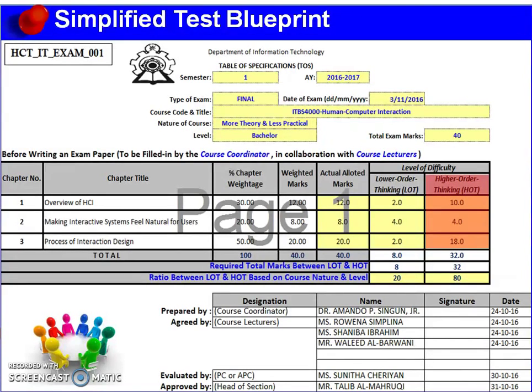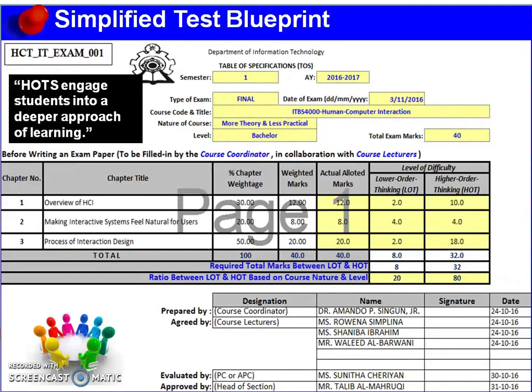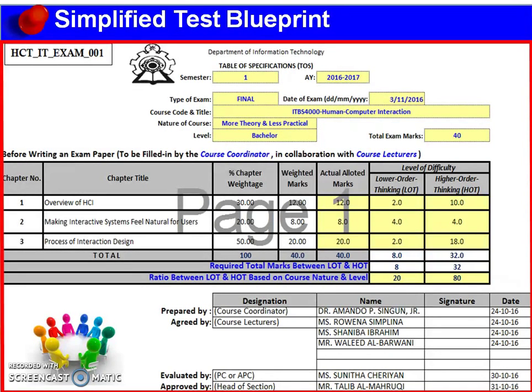Anyhow, teachers should challenge the students to use a variety of ways of thinking and learning, preferably the HOTS, which include critical thinking skills resulting in lasting learning retention. High-level cognitive processing engages students in a deeper approach to learning. On the screen is the completed test blueprint.